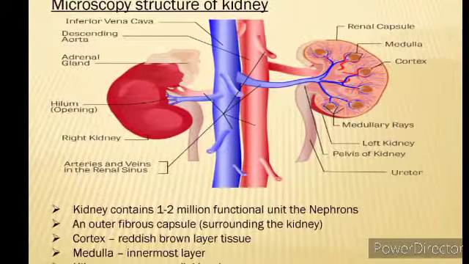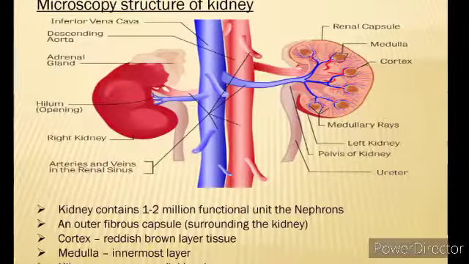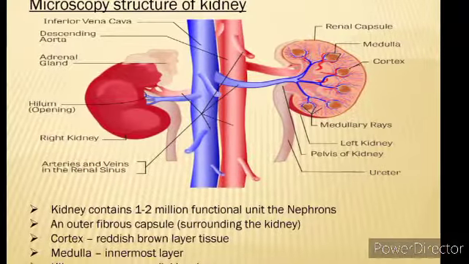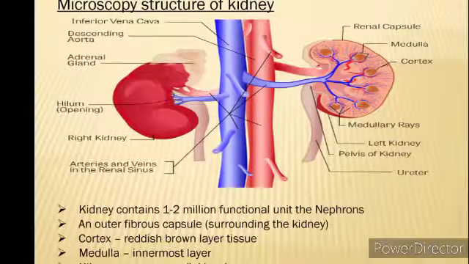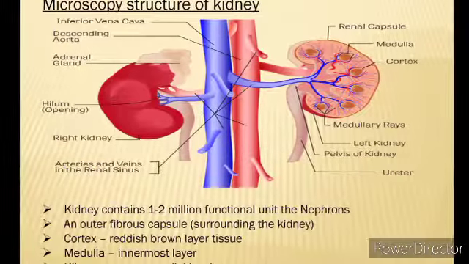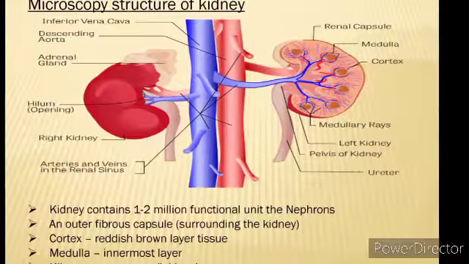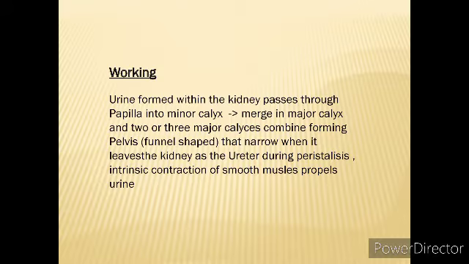And the hilum. What is the hilum? The hilum is the main entry point of the passage. The ureter and the nerves enter and leave here. The urine formed within the kidney passes through the renal papilla at the apex of the pyramid into the minor calyx.